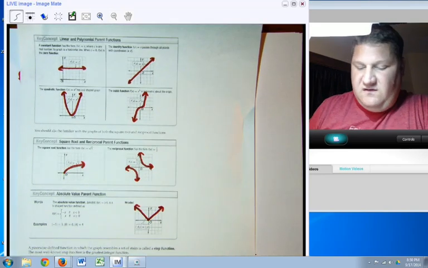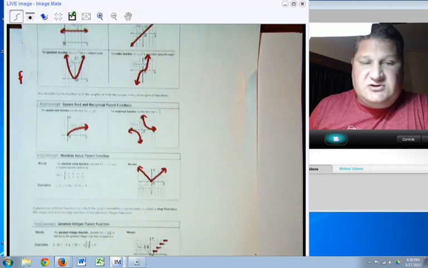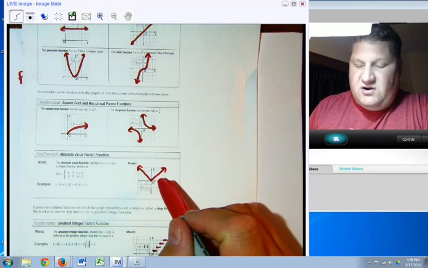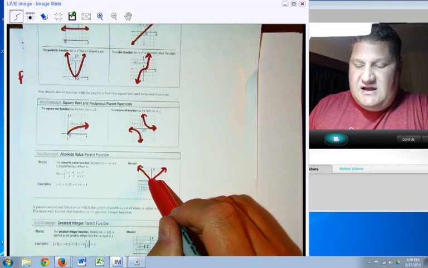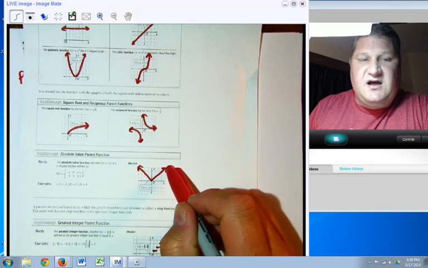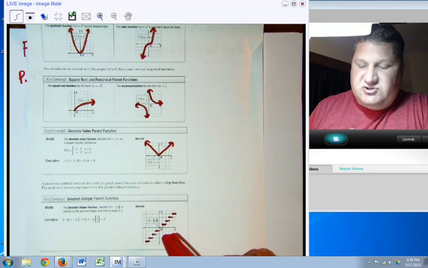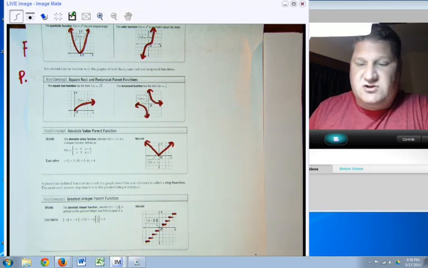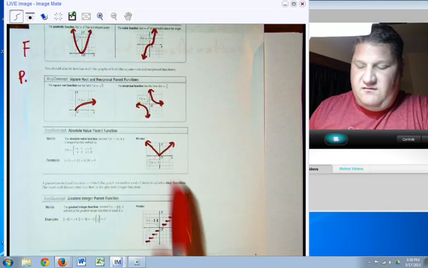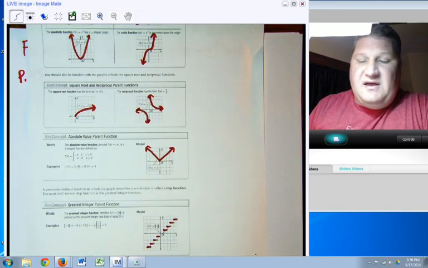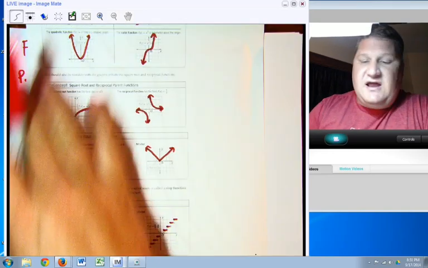So there's 6. Now on top of that you have the absolute value function, and it comes down until it reaches 0 and it bounces back up. So that's your absolute value function. Finally, you have the step function or greatest integer function. Those are your 8 basic families of functions. Now you're going to have to memorize these functions.